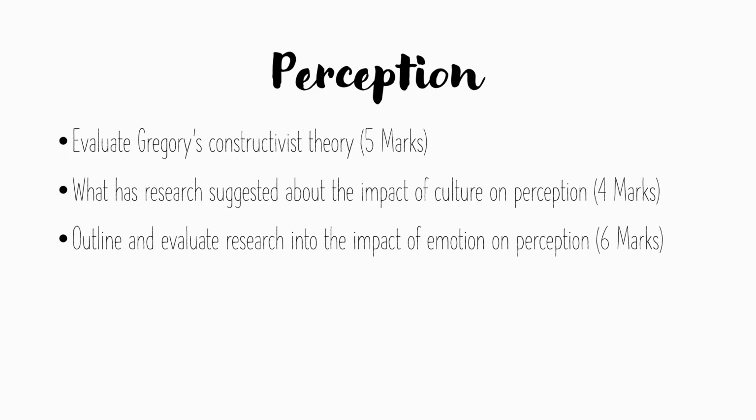Outline and evaluate research into the impact of emotion on perception. So if you've got a 6-mark outline and evaluate, it would be 3 AO1, 3 AO3. But again, make sure that you know emotion. This was the study with the taboo words, where they gave them neutral words and swear words, and they found that the galvanic skin response, their sweat glands, and the time that they took changed. So make sure you can outline and evaluate that. Not a named study, but you should be aware of some of the findings and the research that's gone into that.